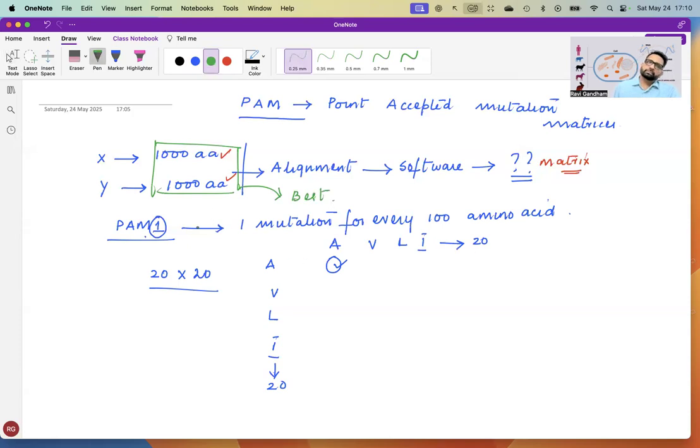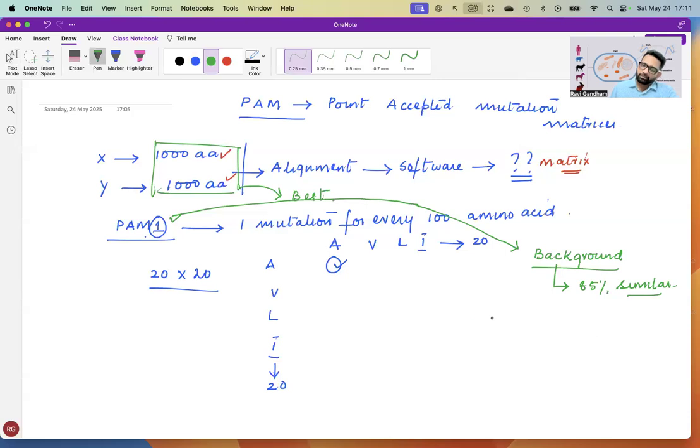So now, the moment you tell the software it's PAM 1, what the software does is it picks up sequences in the background. You should remember that there are database sequences that are available in the background of a software. So in the background, it'll pull out sequences that are 85% similar. 85% similar. So it'll align those sequences.